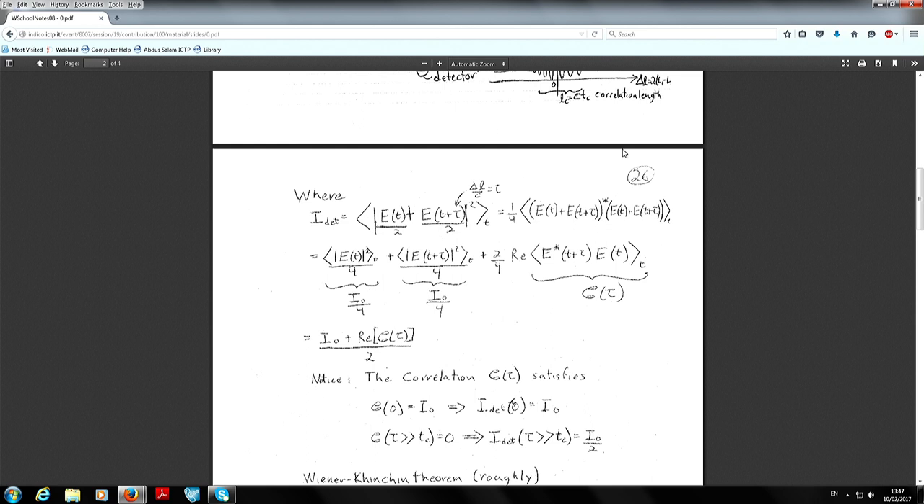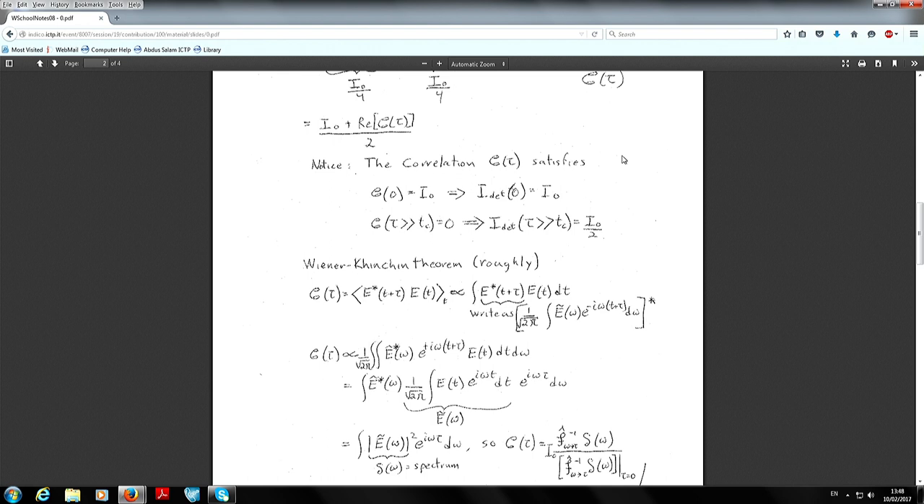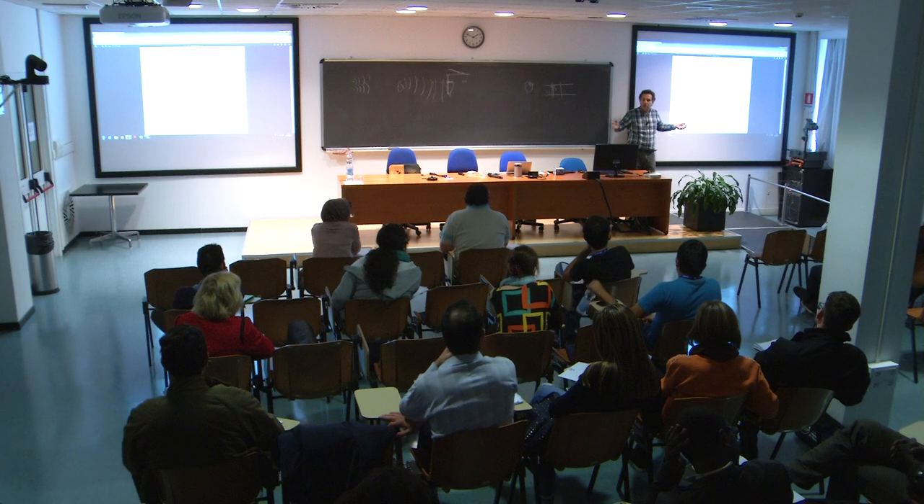But this cross term is what gives us what we call the correlation. So the correlation is the average in time of the field with a delay with the field with no delay. And it's not so important for this course, but what I show here is something called the Wiener-Khinchin theorem, which tells me that this correlation between what the field is doing at one time and what it does at another time, if I take the Fourier transform of that, I get the spectrum of the source. So the Fourier transform of the spectrum of the source is not the signal in time, it's the correlation.